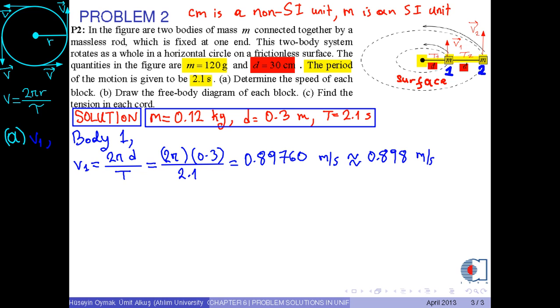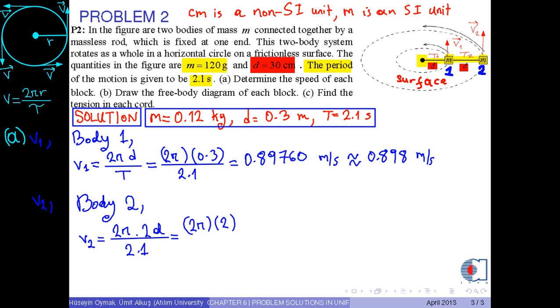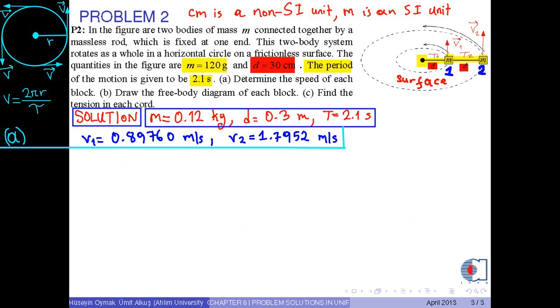And the speed of body 2 is calculated by v2 equals 2 pi times 2d over T. Substitute the numerical figures into the corresponding places: 2 pi times 2 times 0.3 meters over 2.1 seconds, which turns out to be 1.7952 meters per second. And the result is approximately 1.80 meters per second. Well, these are the answers to the questions in part A, and let's solve part B.